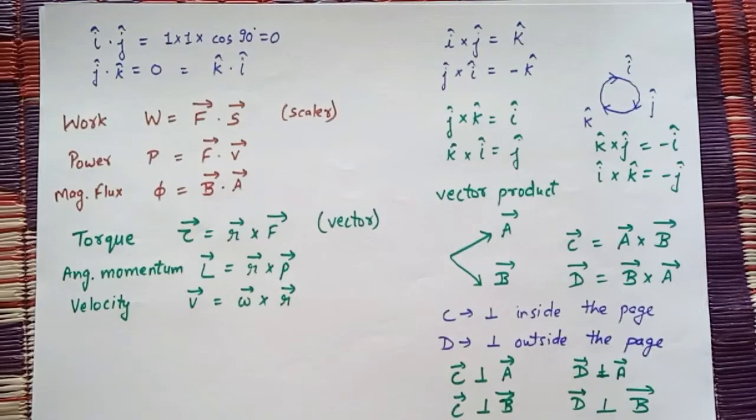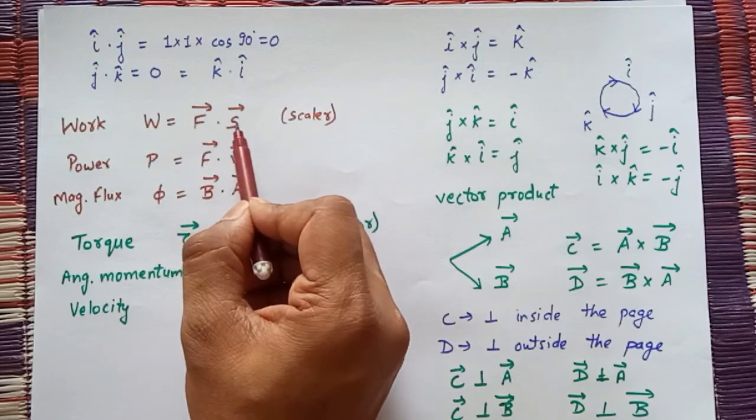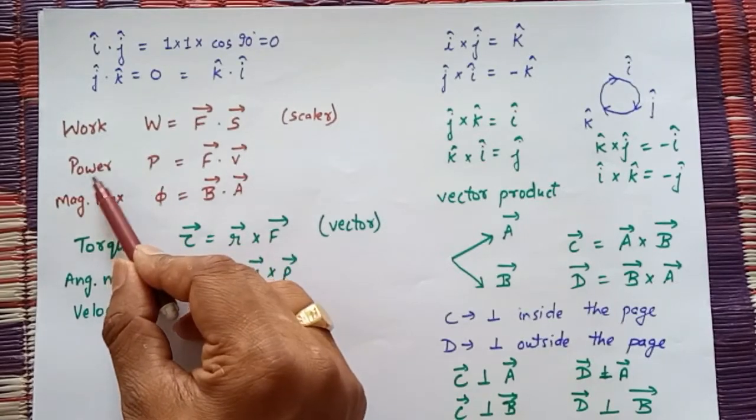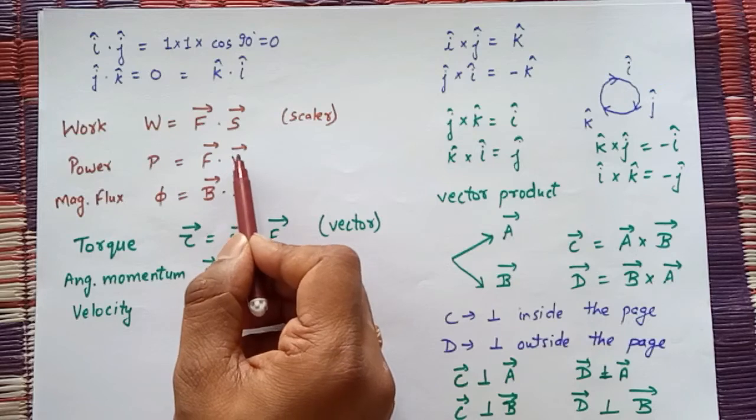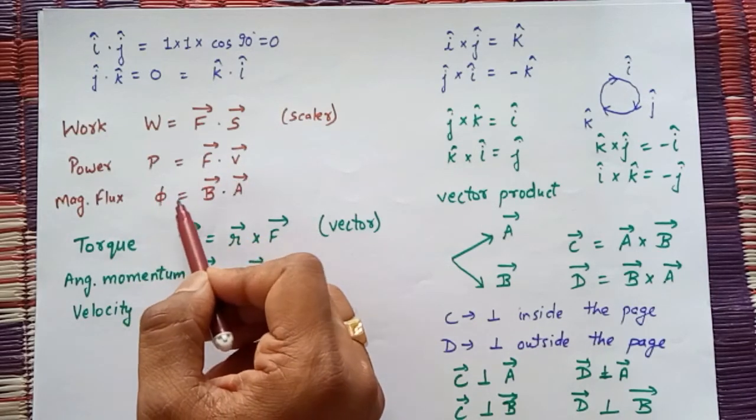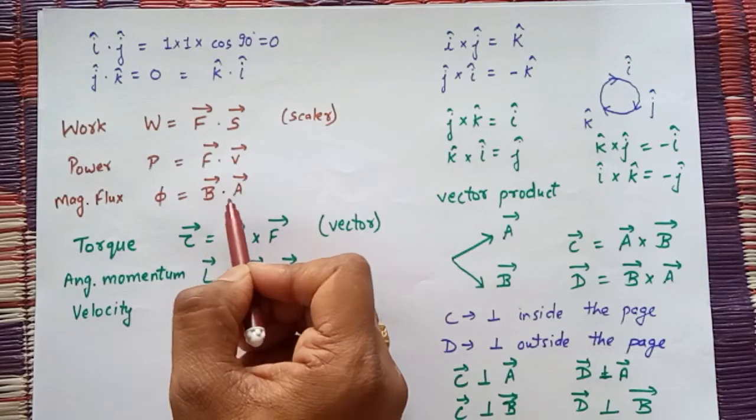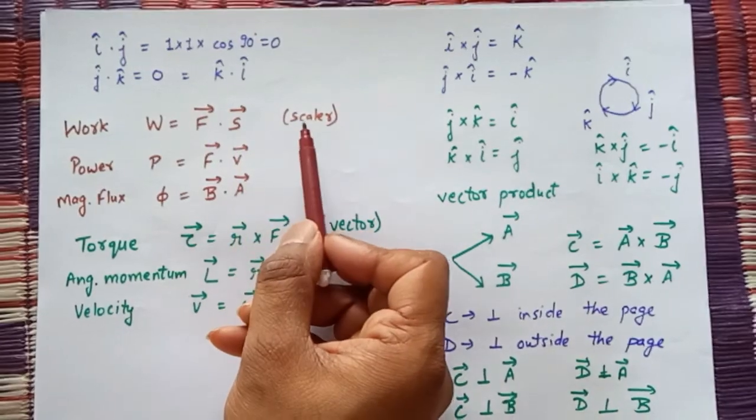These are some practical examples or the practical formulas in physics for the scalar and the vector product. First of all, for the scalar product, work is the dot product of the force and the displacement. F vector dot S vector is equal to work. Similarly, instantaneous power P is equal to force F vector dot V, velocity. And magnetic flux phi is equal to magnetic field intensity, or we can say magnetic field B vector dot A vector, that is area. These are the examples for the scalar product.